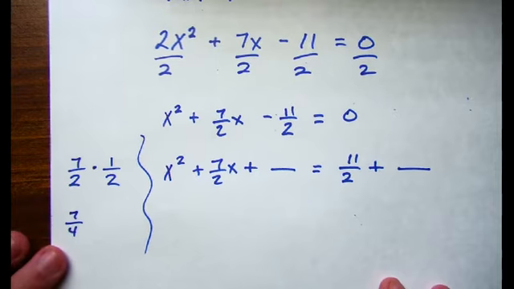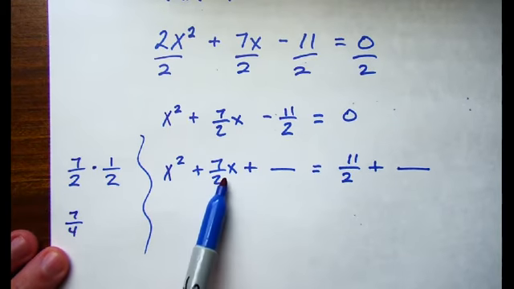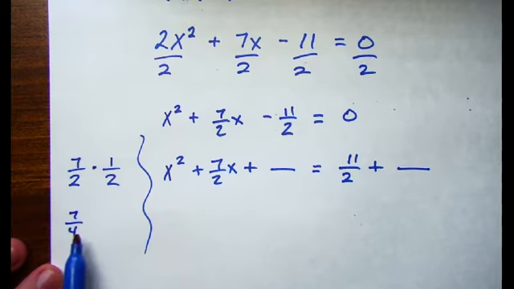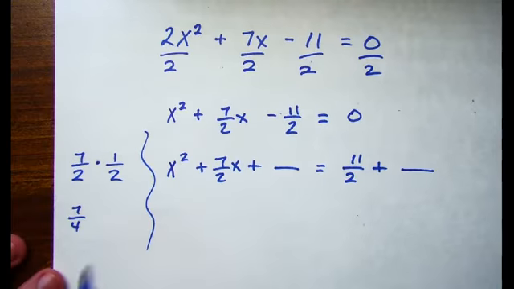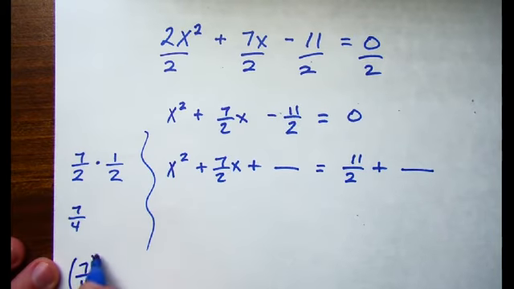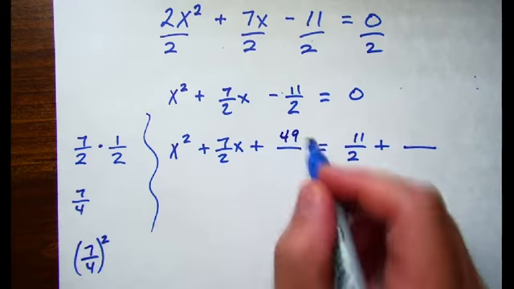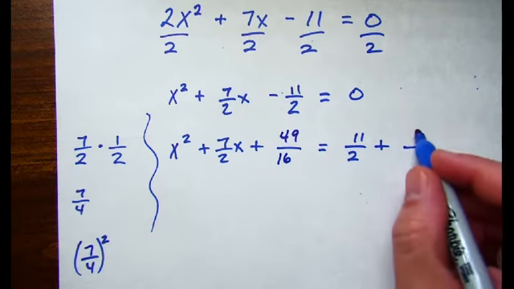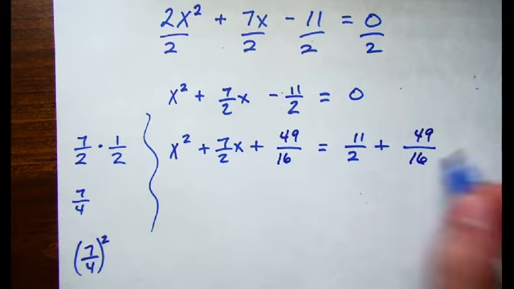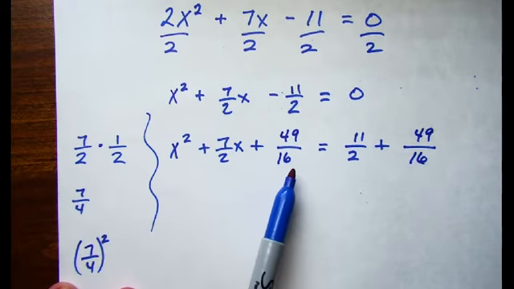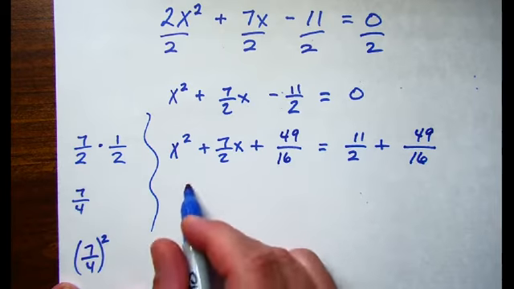And there's a shortcut to halving a fraction. The way that you half a fraction is you just actually double the denominator. So now we got half of 7 halves is 7 fourths, and now we're going to take 7 fourths and we're going to square that. So when we square 7 fourths, we're going to square the numerator and the denominator. So that's going to be 49 over 16. So now we're going to add 49 over 16 here to both sides. Okay, now this makes this a perfect square trinomial. So this will factor to a quantity squared now.